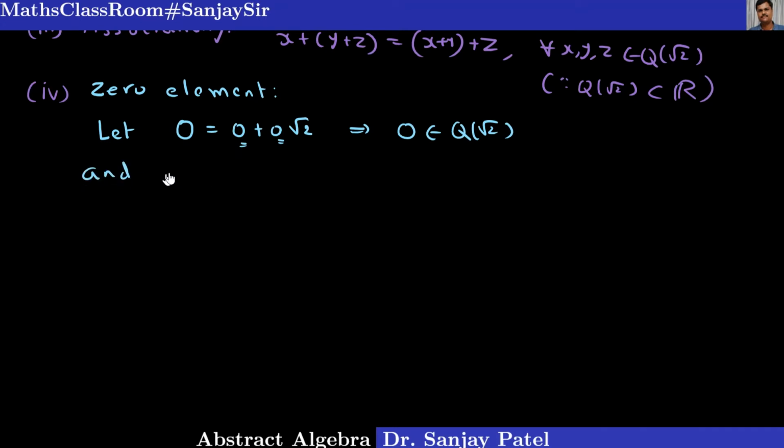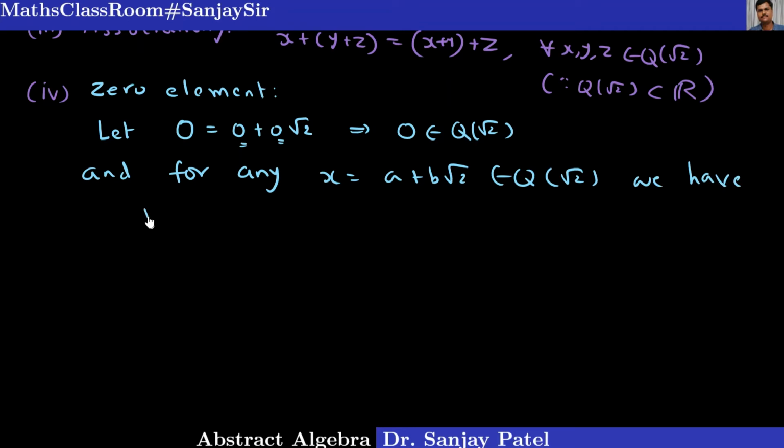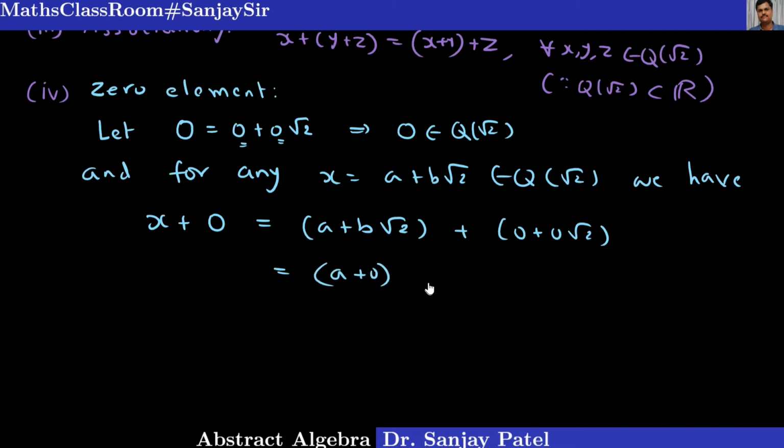Not only that, for any element x equal to a plus b root 2 belonging to Q(root 2), we have x plus 0. If you find this x plus 0, that is a plus b root 2 plus 0 plus 0 root 2, it is equal to a plus 0 plus b plus 0 times root 2 according to the definition, that is nothing but a plus b root 2. So it is equal to x.